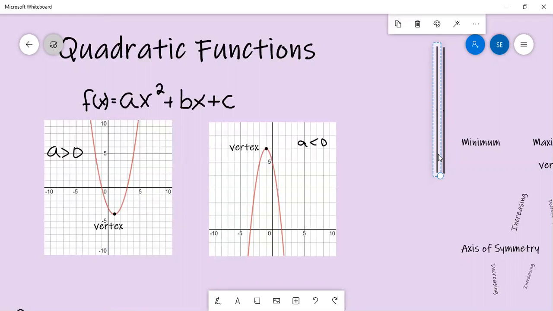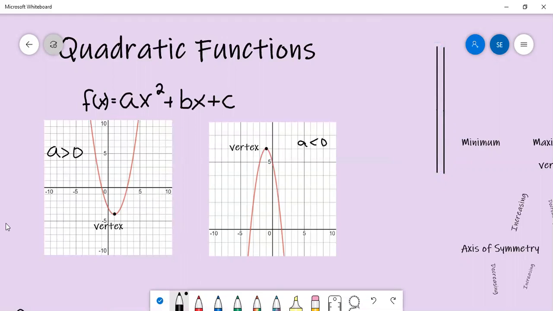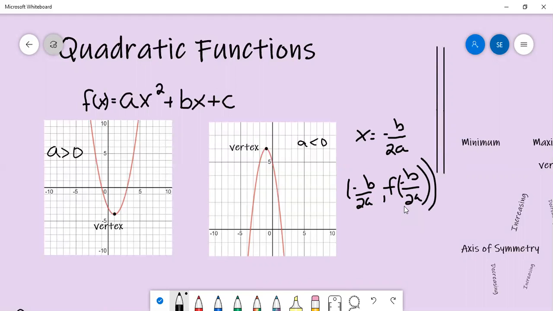The way we find our vertex, we have an equation for it. The x value of our vertex is going to be x equals negative b divided by 2a. So we take the coefficients from our quadratic function, and we can plug them into this equation. And to find the y value, we're just going to plug this back into our function. So f of negative b over 2a. So that's going to be our vertex. That's how we find our vertex.